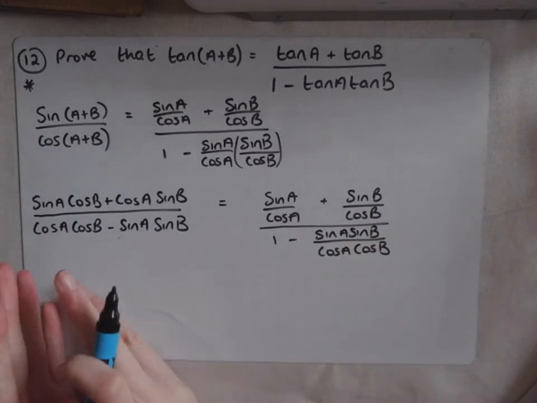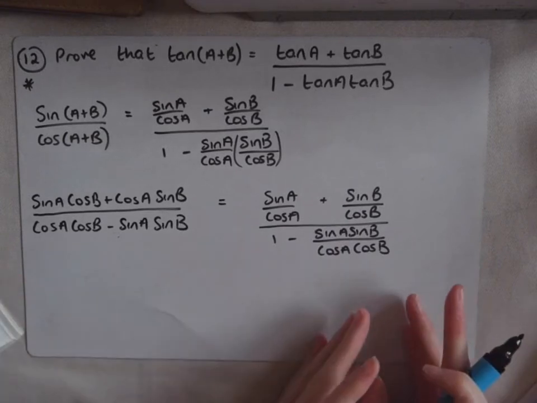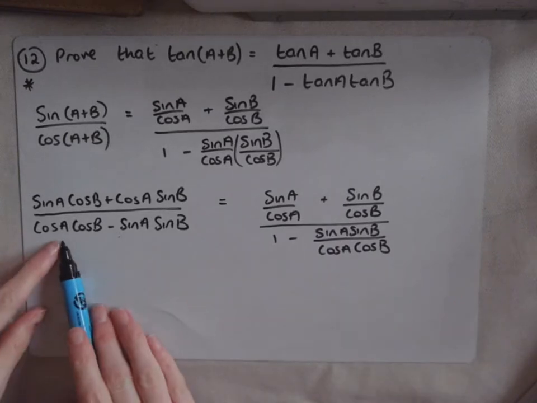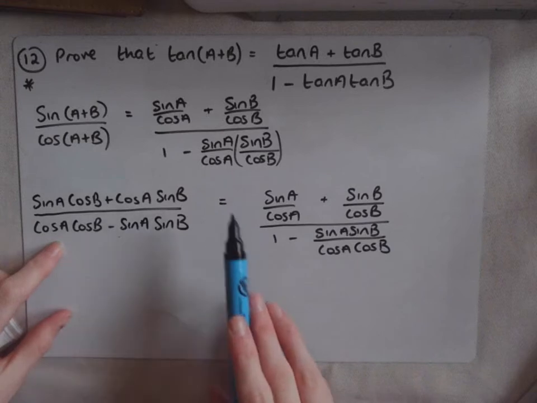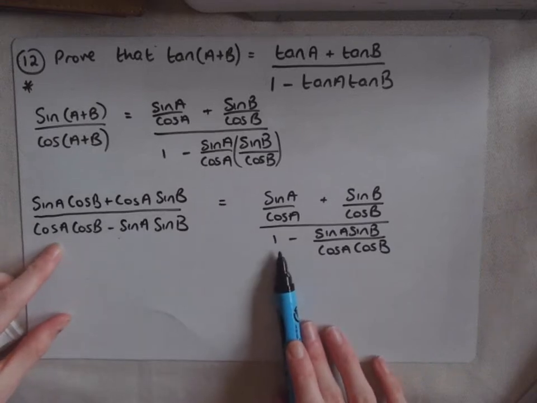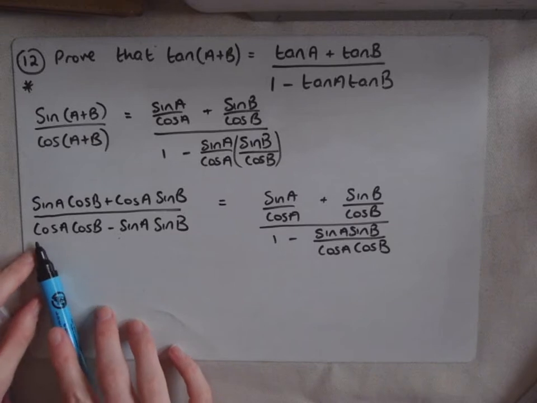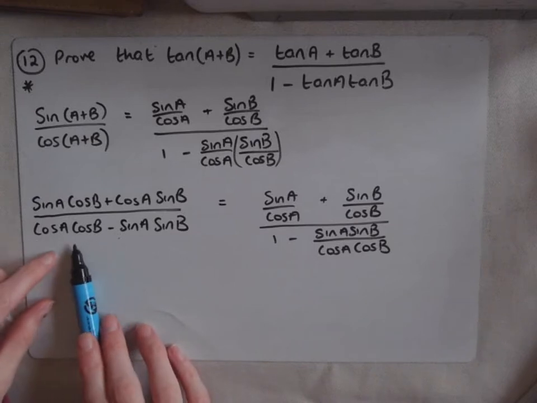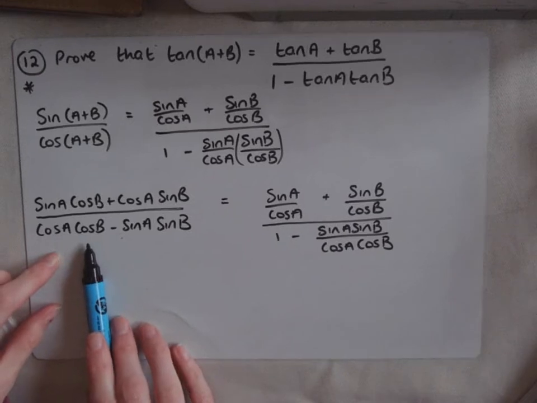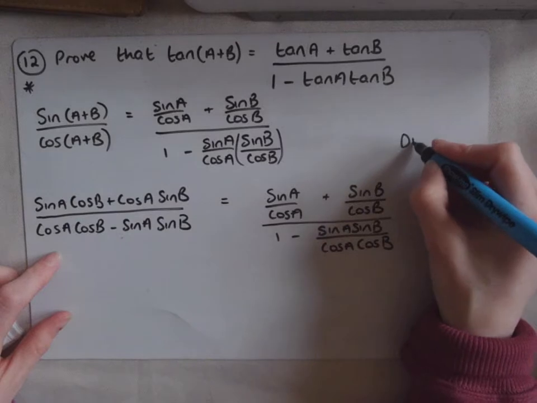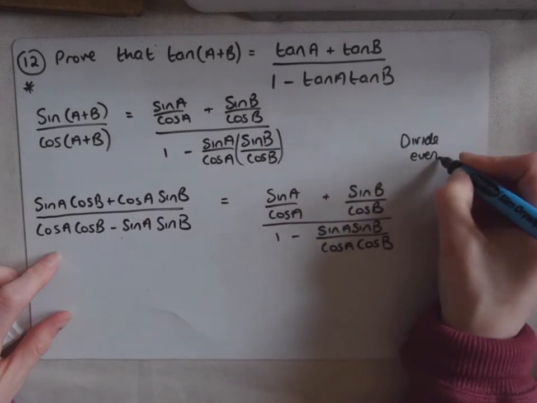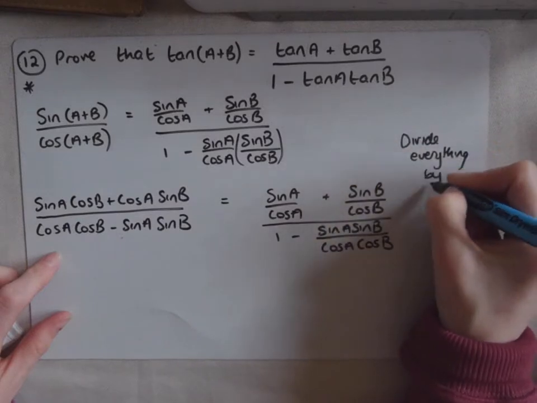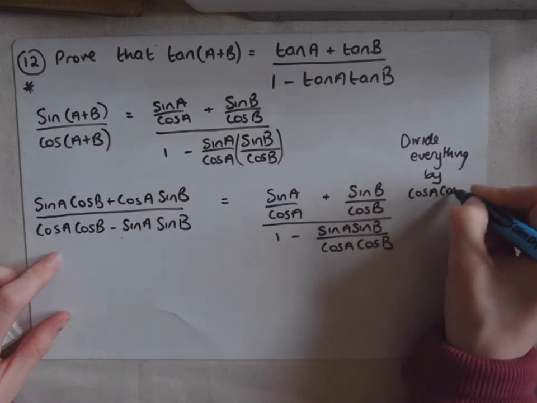Now, if I want the left to look like the right, I need to have a 1 here, because I have a 1 here. Okay? Now, in order to get a 1 here, I'd need to divide this by cos A cos B. If I'm going to divide this by cos A cos B, I have to divide everything else by cos A cos B. Okay, little note to yourself. Divide everything by cos A cos B.